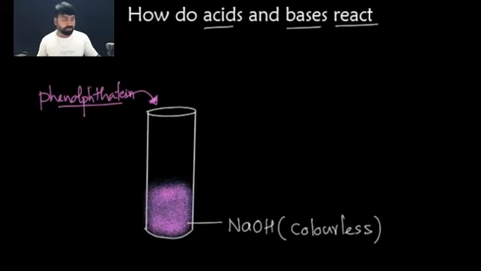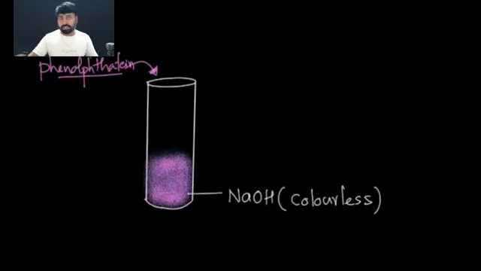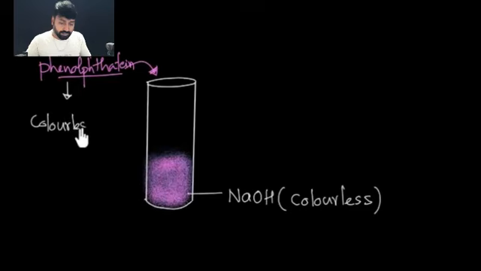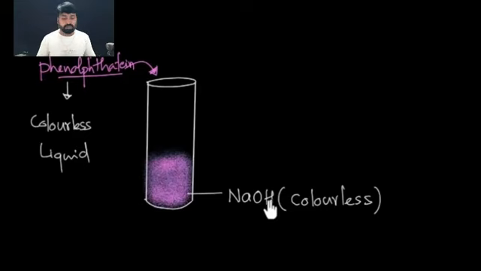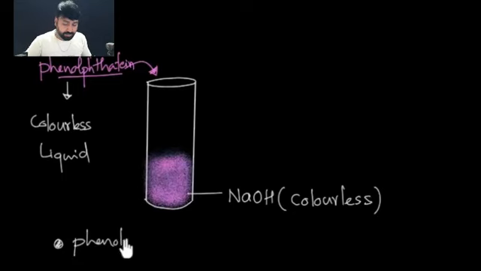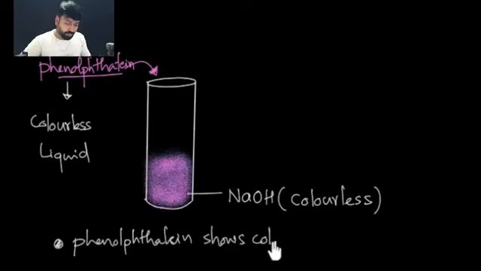This is due to only one reason: phenolphthalein itself is actually colorless. The phenolphthalein solution is a colorless liquid. But it becomes colored only when sodium hydroxide or a base is present. It means the phenolphthalein is colored only in the basic medium. Let me write that point. The phenolphthalein shows color in basic medium.